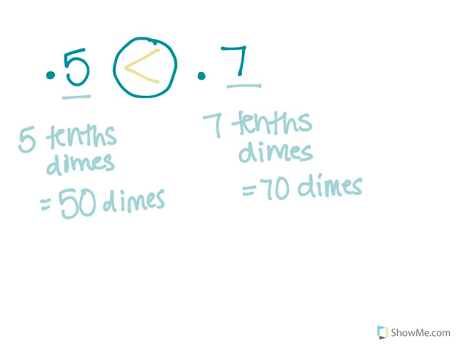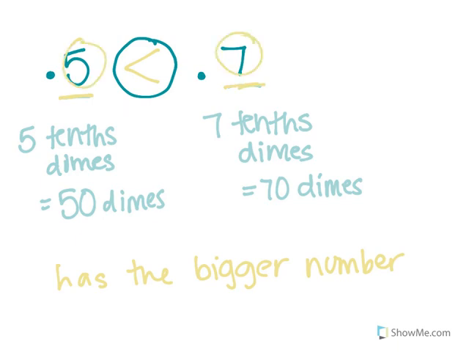So when they're in the same place, just figure out which one has the bigger number. Meaning, because they're in the same place, which one has the bigger number on top of it. So it even works with the hundredths.